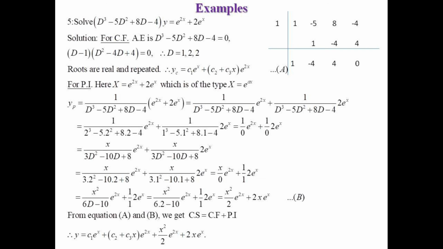Now if we combine the complementary function and the particular integral, then we get the final solution as y equal to (c1 e^x) plus (c2 + c3x) e^(2x), plus the particular integral, x squared by 2 e^(2x) plus 2x into e^x. So in this video lecture, we discussed 5 examples. With the help of these 5 examples, you may solve any example which is based on type number 1, where the right hand side is an exponential function.